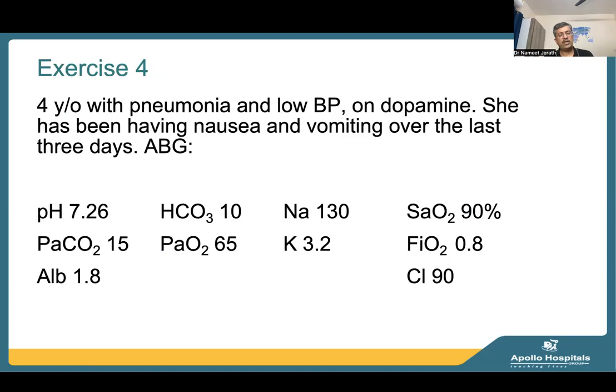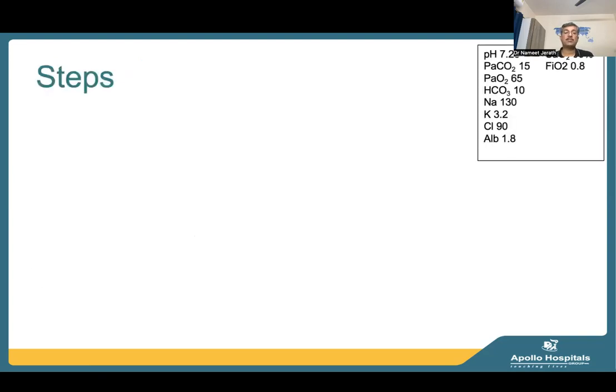Okay, let's look at this gas. A 4-year-old child, and here we will do all the steps. A 4-year-old child with pneumonia and low blood pressure has been on dopamine. She has been having nausea and vomiting for the last 3 days, and you do a blood gas, which shows a pH of 7.26, bicarbonate of 10, PCO2 of 15, PO2 of 65, sodium of 130, potassium of 3.2. She's on 80% oxygen, saturating 90%. A few other numbers: chloride is 90, albumin is 1.8. So we have lots of numbers.